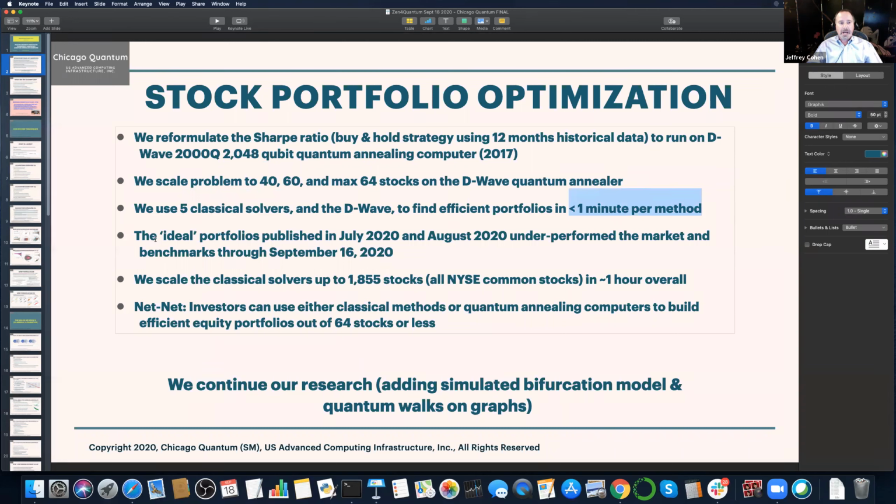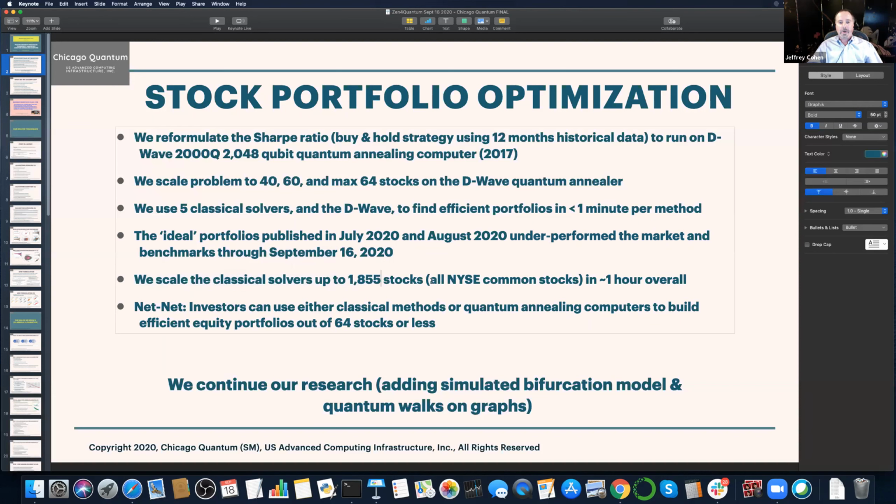We've published ideal portfolios in July and August. And those portfolios have now underperformed the market and the benchmarks through September 16. So we're going to talk about that, because at first they did great. So in the first couple of days or maybe couple weeks, but over time, the recommendations, it feels like they need to be rebalanced. We then scaled the classical solvers to 1,855 stocks.